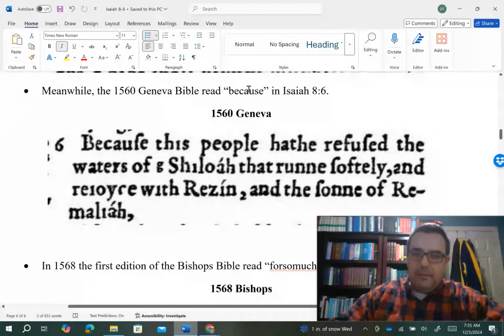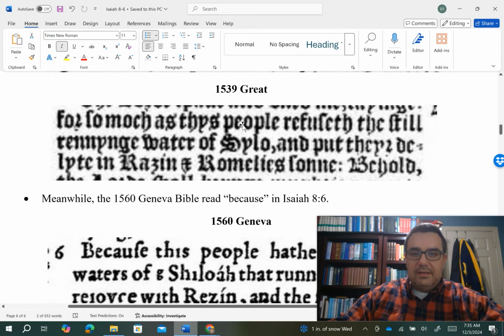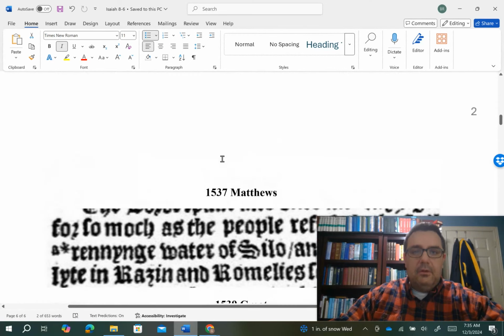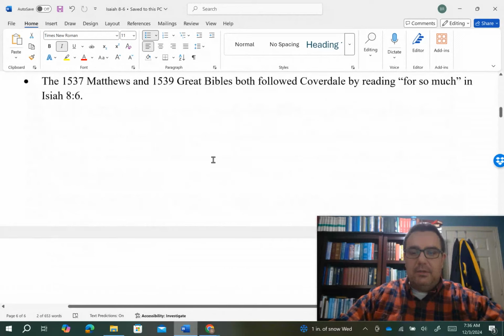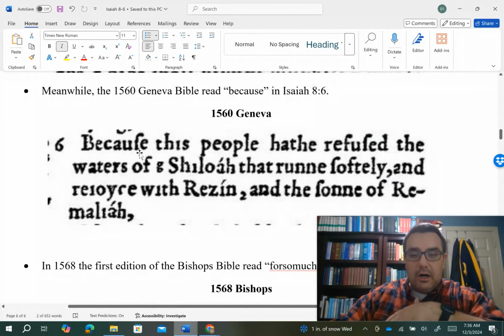It read because in Isaiah 8:6. So here's a screenshot from a 1560 Geneva Bible. Notice because this people, okay? Instead of Forsomuch as this people, Forsomuch as the people in Matthews, and then Coverdale again, Forsomuch as the people. So Geneva is going to change Forsomuch to because in 1560, all right?